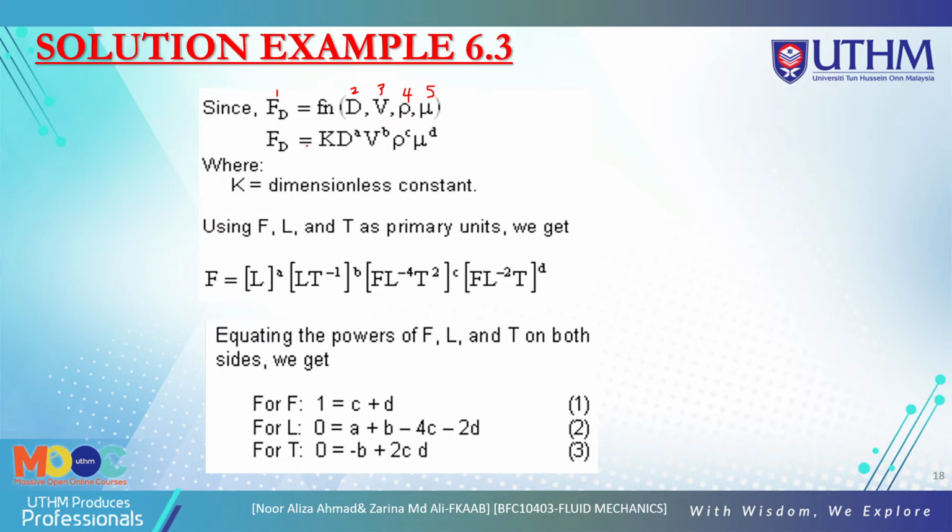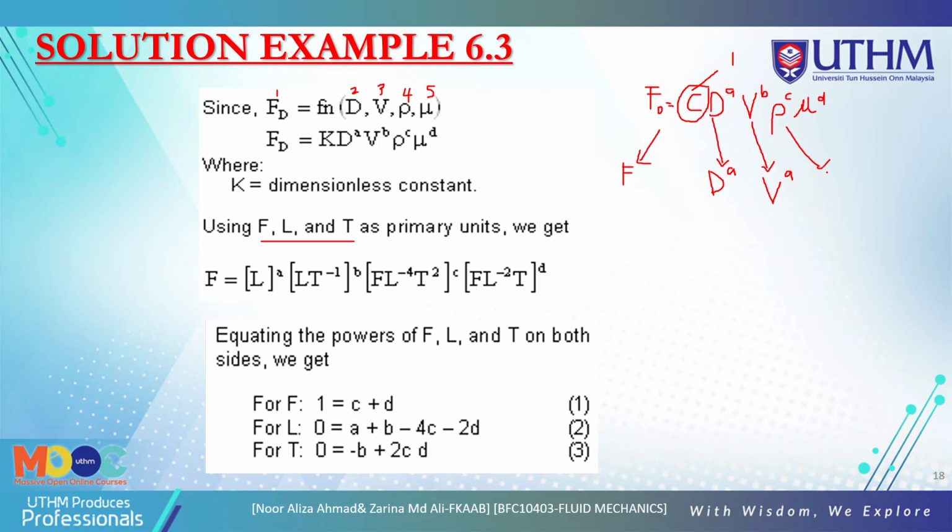Okay, this is using the force. The drag force here, actually, is using the FLT instead of using the US unit. So you try to use the SI unit, so we can put the drag force as a function of C, D to the power of A, velocity to the power of B, density to the power of C here, and the viscosity to the power of D. This is the constant coefficient, so we just put it as 1. So they only have the F, the D, the A, the V, the density C, and the viscosity D.